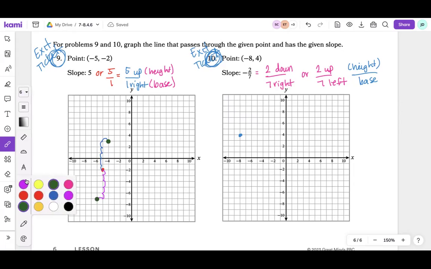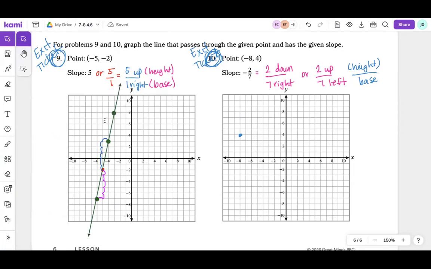And I'm just going to cut to doing all of those points, so you don't need to see me do all of them. All right, there's the line of that graph, or the line that's going through that point. So point -5, -2, and a slope of 5. Go ahead doing the same thing. Do number 10 on your own.